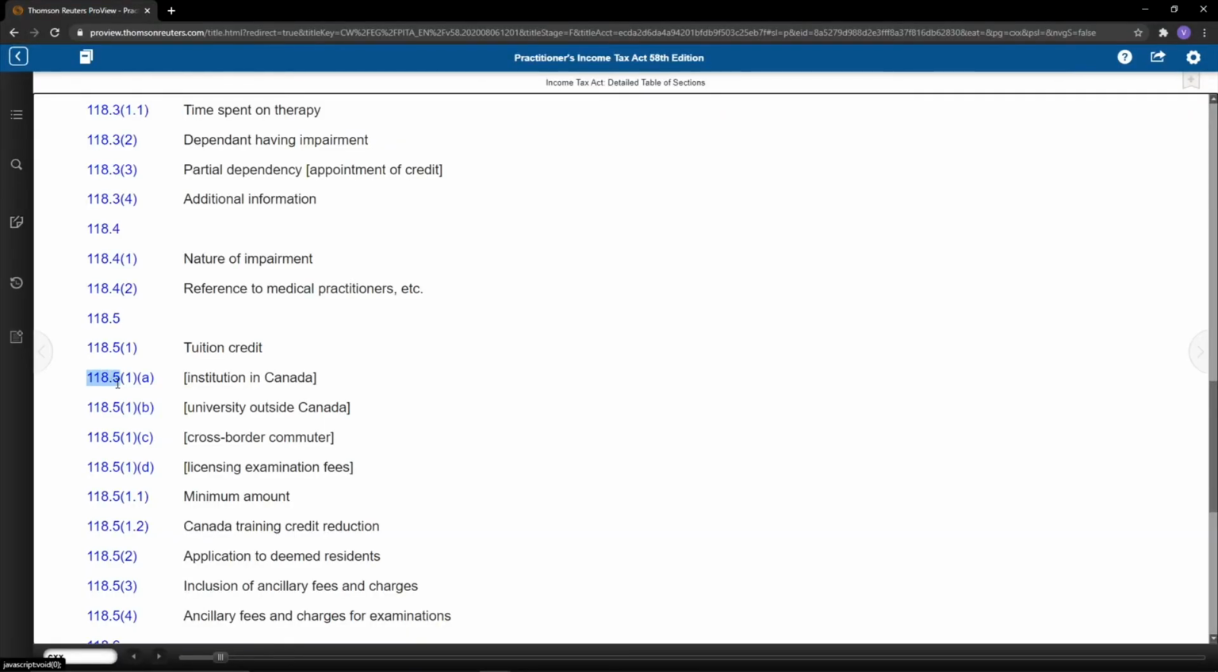Hopefully, after going through that on your own and then watching this debrief, you have a better idea of what a section is, what a subsection is, and what a paragraph is. Section is the number without brackets. Subsection is the number with brackets. Paragraph is the lowercase letter in brackets.